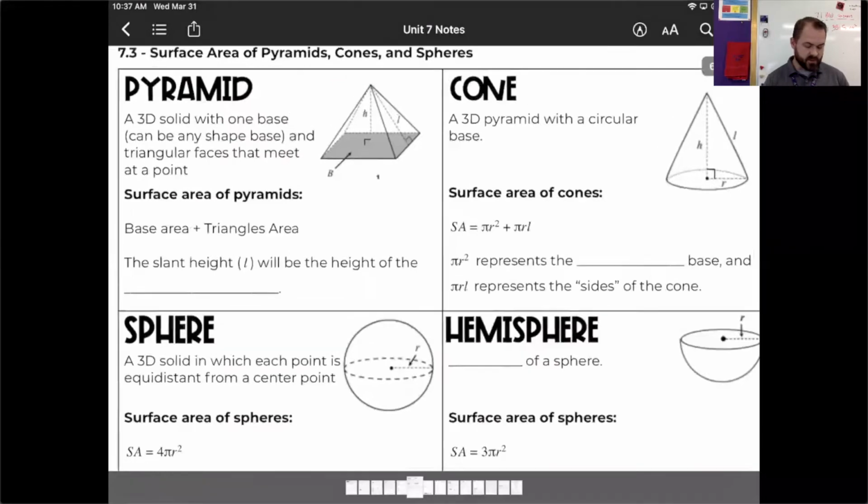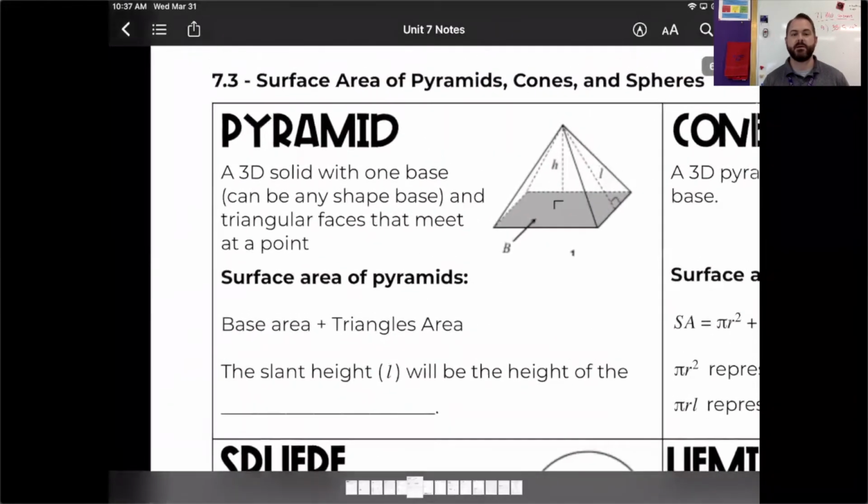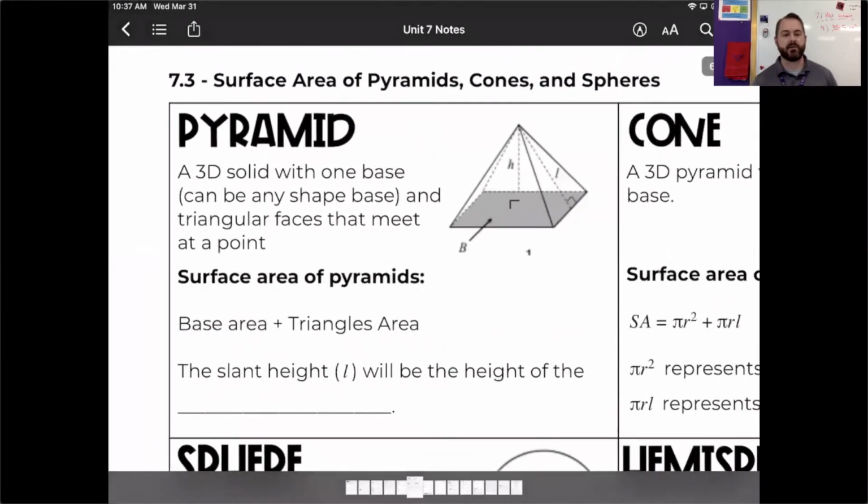So first, let's look at what a pyramid is. A pyramid is a 3D solid or three-dimensional solid having length, width, and height with one base. It can be any shape of the base. Any shape could be the base. Now, a lot of times it will appear on the bottom, but it doesn't have to be.